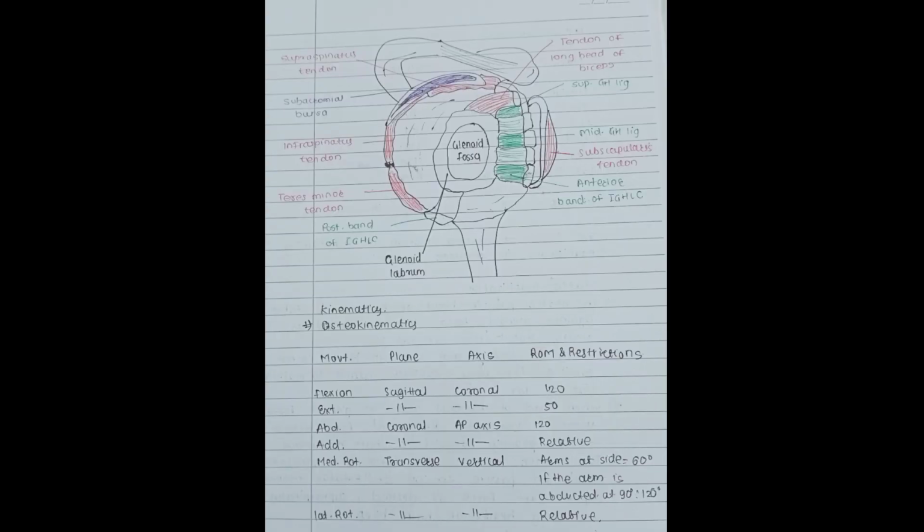Till now we have covered the introduction, attachments and ligaments, and the introduction of the four joints which make up the shoulder complex. Now we will see the kinematics. In this, first is osteokinematics. I've covered this in a previous video.